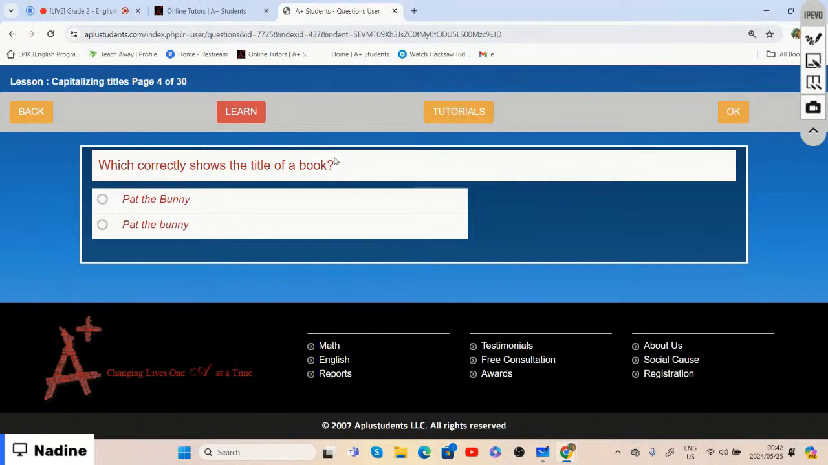So which correctly shows the title of the book? Is it Pet the Bunny or Pet the Bunny? Option one or option two?